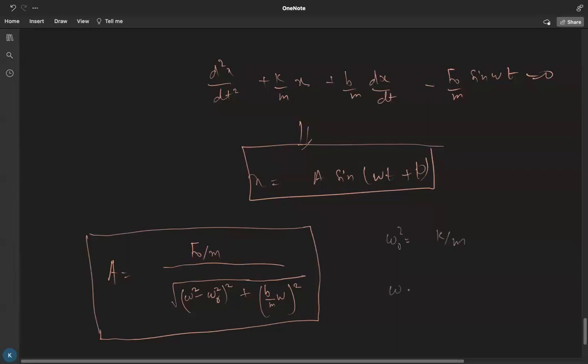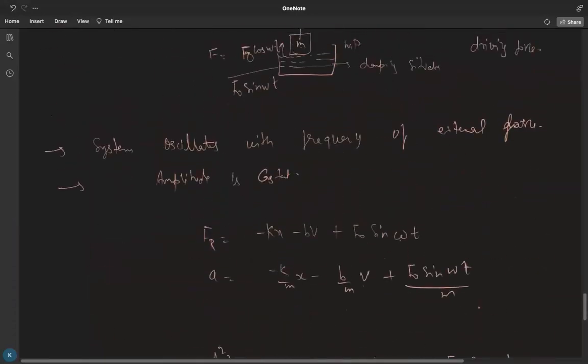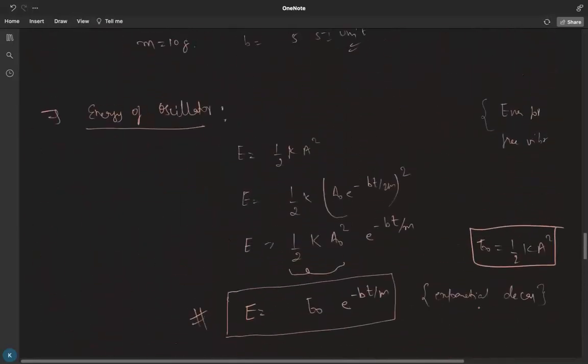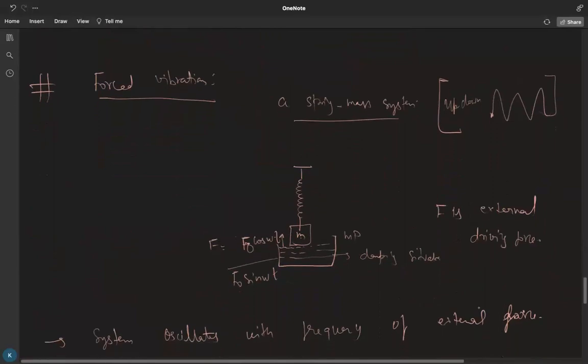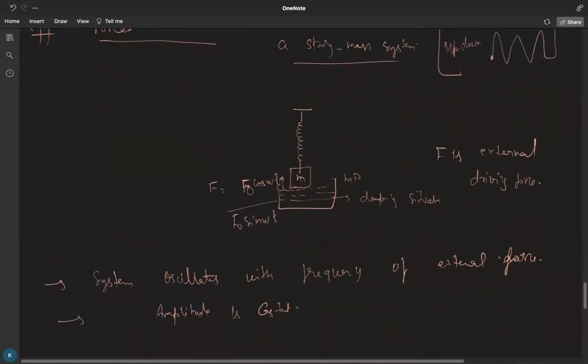And what is omega? Omega is the angular frequency of the external driving force. Okay. So this is the thing that I want to tell you. Let me recap once again. What is forced vibration? Forced vibration is when we have a continuous external force acting on the system, which affects the oscillatory motion of the system, right?